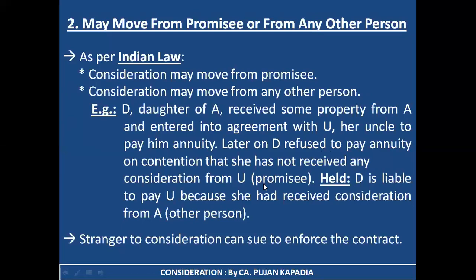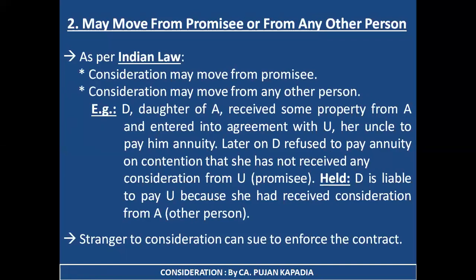So basically the promise over here, who has promised? D, the daughter, has promised to whom? To her uncle U. What has she promised? That I am going to pay you an annuity, that is, every year I am going to pay you a certain sum of money. Later on, she refused to pay the same.